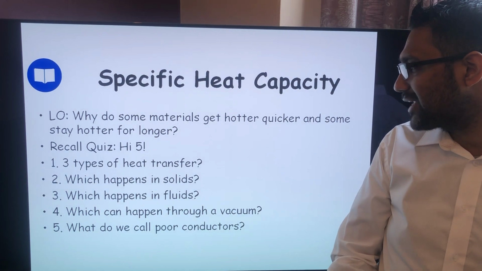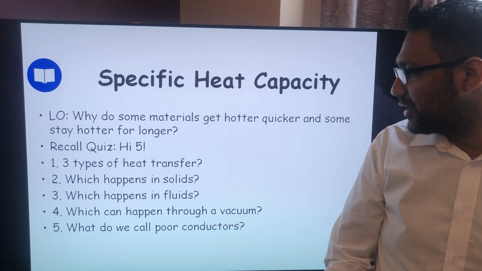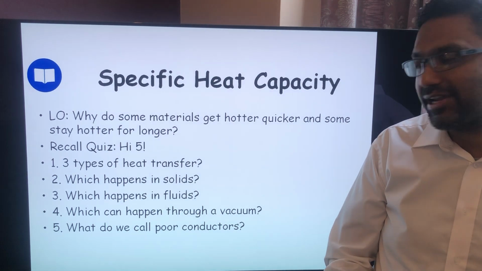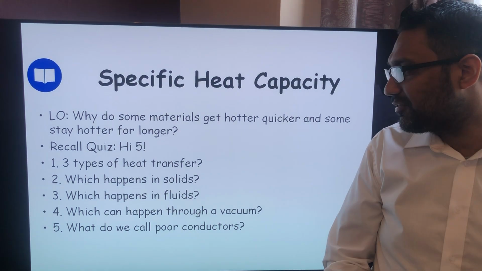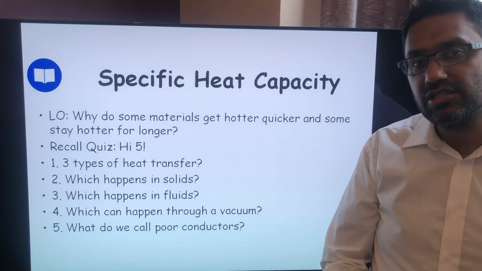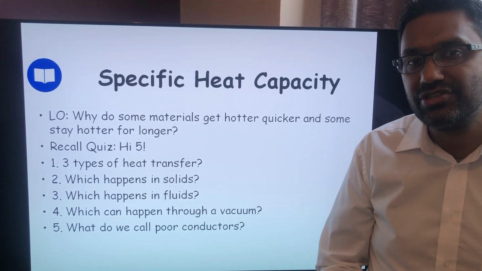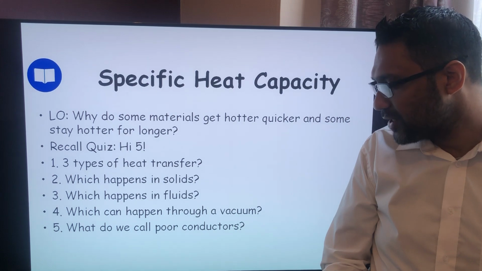And number 4, which can happen through a vacuum? Because there's no particles, it's going to be radiation, infrared radiation. And number 5, what do we call poor conductors? Well, poor conductors are also known as insulators because they don't conduct.